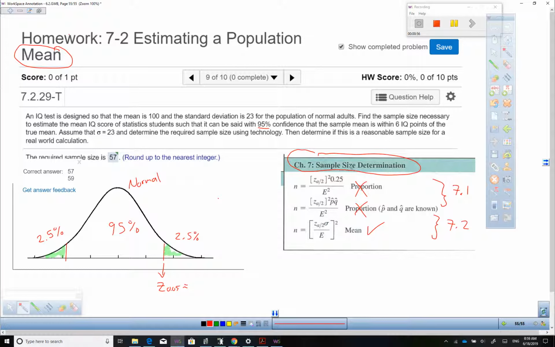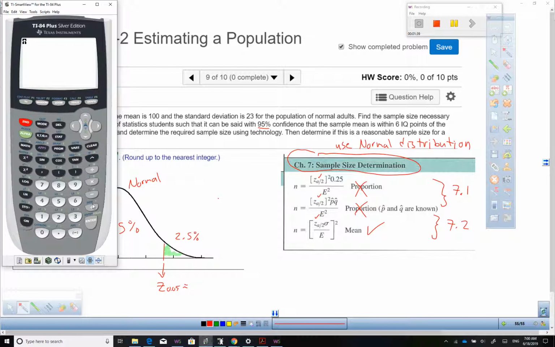Whenever it comes to sample size determination, use the normal distribution. Notice here in these formulas we never use the t-distribution. It's only a normal distribution. Okay, so let's find this value first of all.